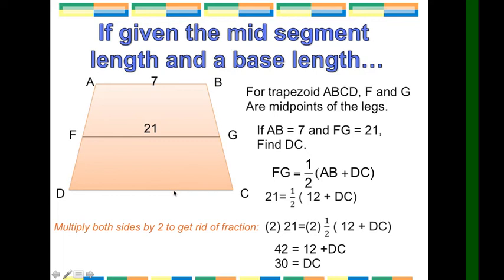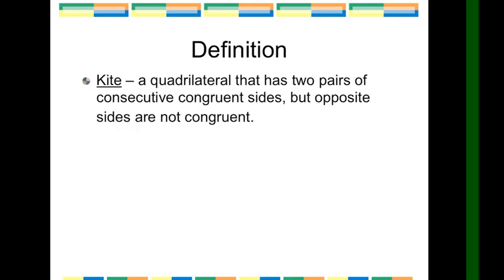What if your answer is lower than 21? Therefore, your answer is wrong, because in the figure, obviously, this is the longest segment. Okay? Okay, now let's proceed to kite. A quadrilateral that has two pairs of consecutive congruent sides, but opposite sides are not congruent, is what we call the kite.